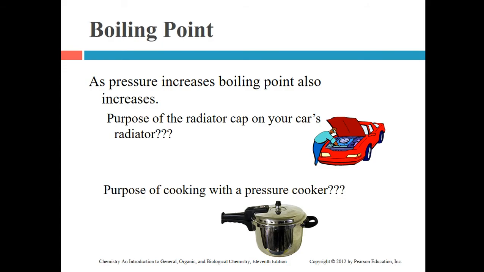The cap on the radiator, maybe it's leaking. If it's leaking, then you're not going to be able to create that tight seal and that increased pressure. So the $2 for a radiator cap is worth checking out before you go and spend $300. Anyway, the purpose of cooking with a pressure cooker: we just mentioned you can cook your food quicker because you are able to increase the amount of pressure, which means you can increase the boiling point. And if you increase the boiling point, you're going to be able to cook the food faster.